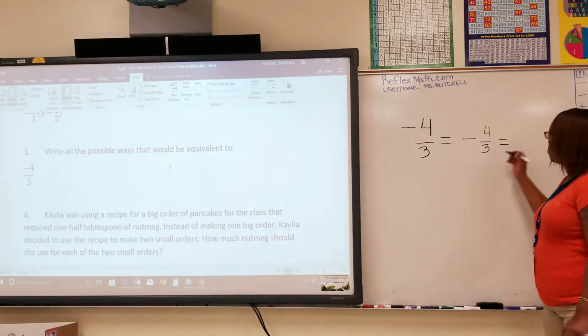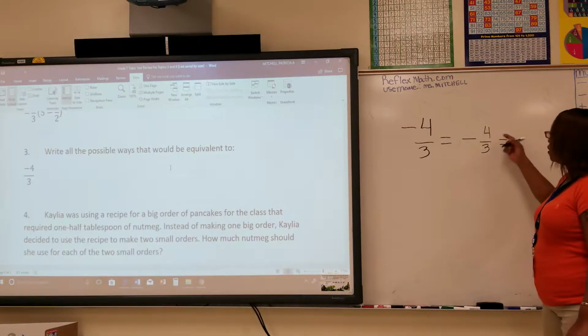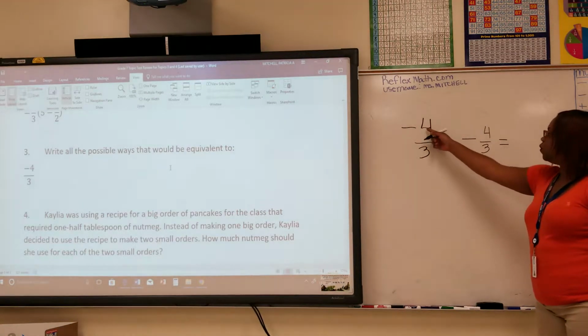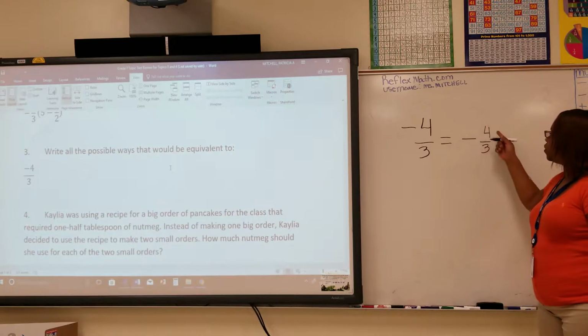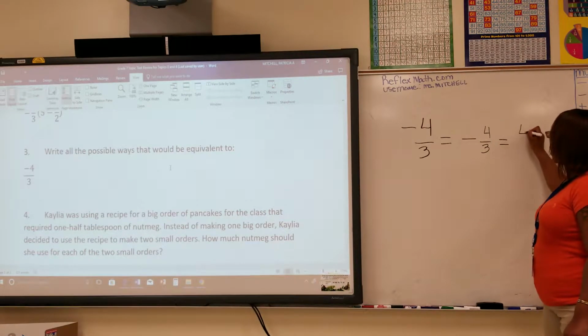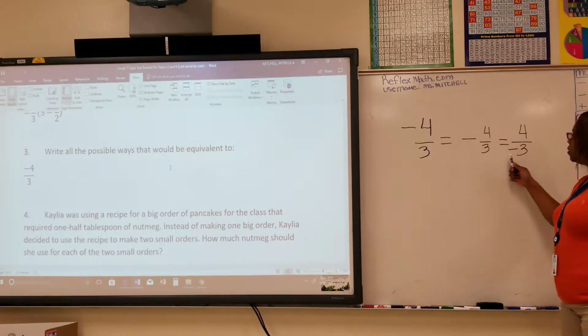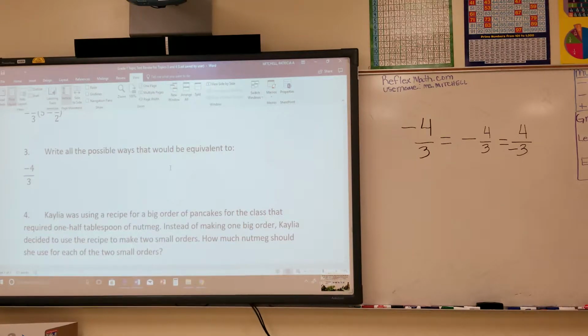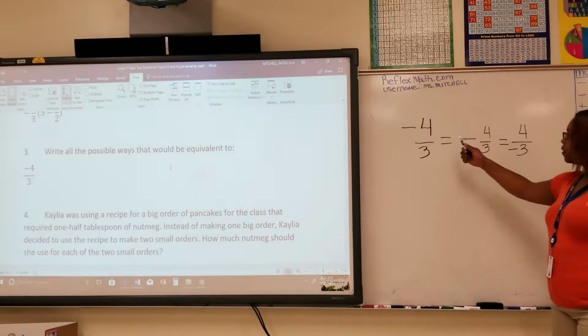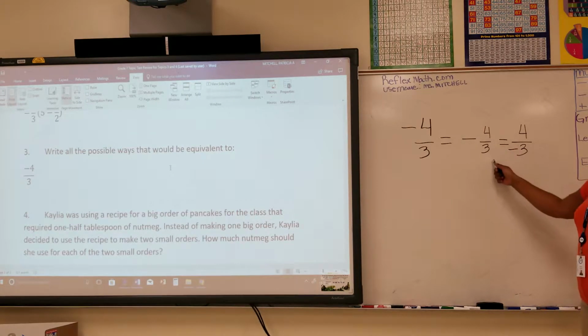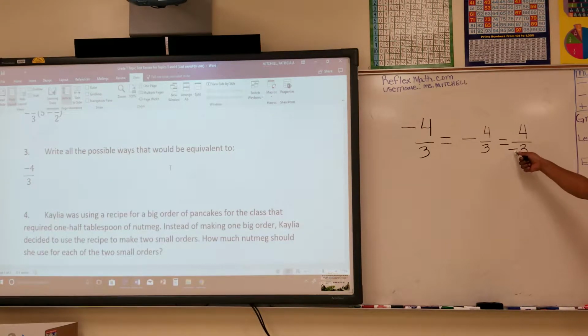To the denominator. So now, instead of negative 4 over 3 or negative 4/3, we can write it as 4 over negative 3. As you can see, all of these did not change the value of this fraction. Okay, all we did was write the negative in different locations. Here it is connected to the numerator. Here it is connected to the entire fraction. Here it is connected to the denominator.